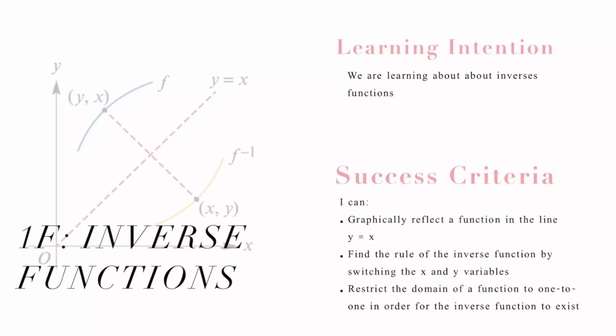Exercise 1F, inverse functions. Today we are learning about inverse functions. What you need to be able to do is graphically reflect a function in the line y equals x, find the rule of the inverse function by switching the x and y variables, and restrict the domain of a function to one-to-one in order for the inverse function to exist.